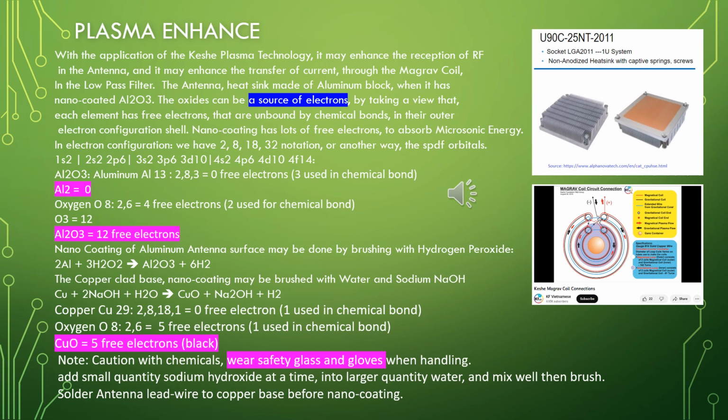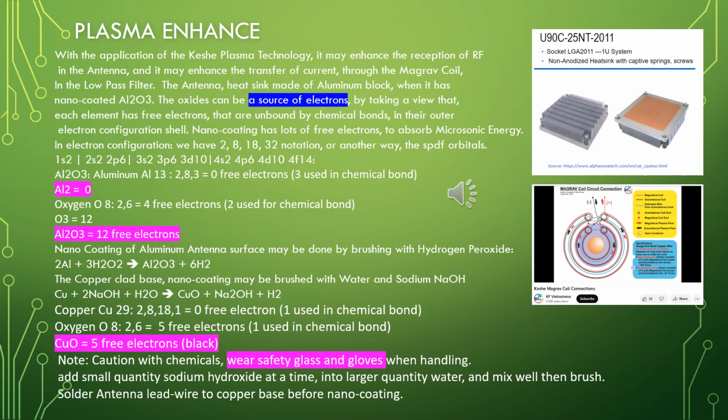Nano-coating of aluminum antenna surface may be done by brushing with hydrogen peroxide. 2Al plus 3H2O2 to 2Al2O3 plus 6H2. The copper-clad base nano-coating may be brushed with water and sodium hydroxide. Cu plus 2NaOH plus H2O into CuO plus 2Na2O2 OH plus H2.